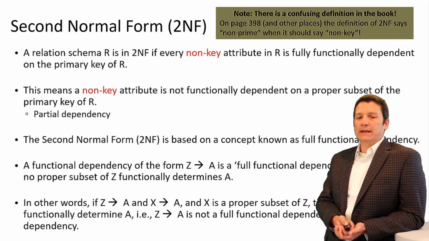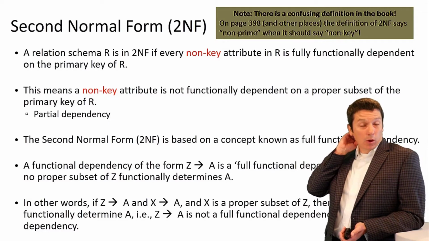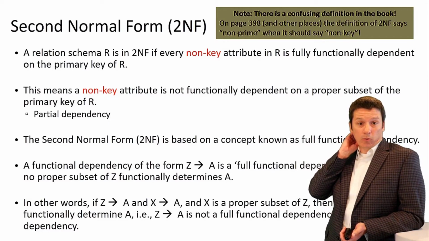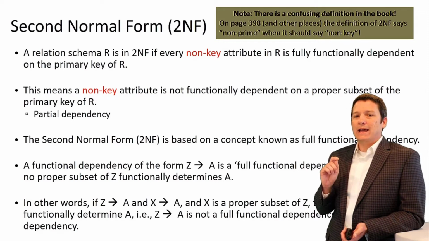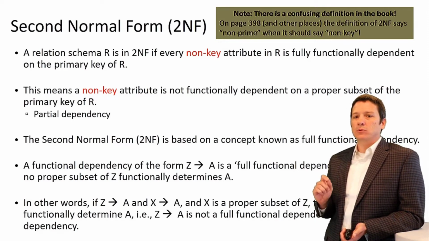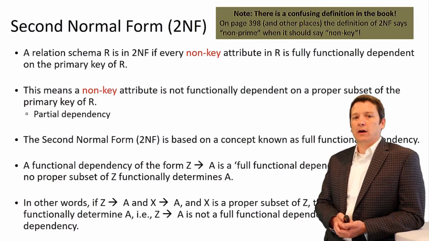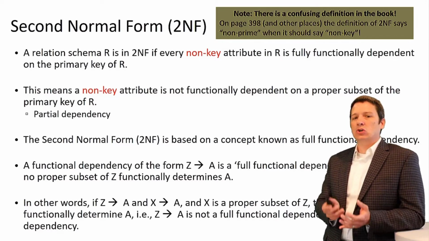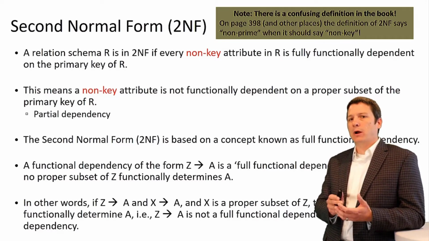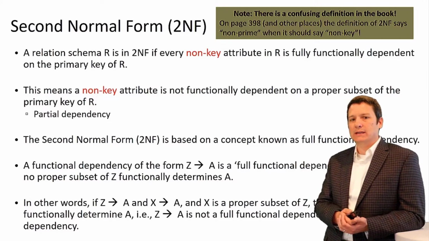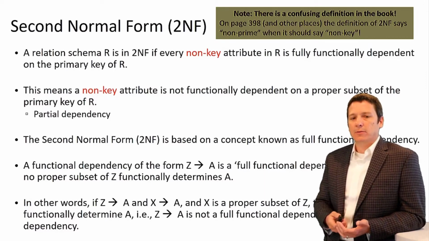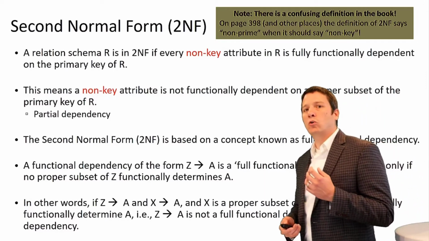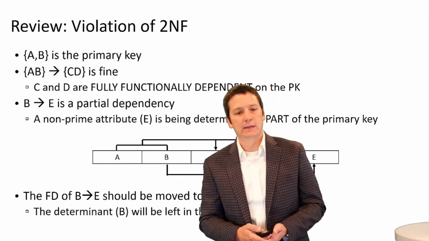In order to be in second normal form, we have to be in first normal form, and also that every non-key attribute is fully functionally dependent on the primary key of the relation. And we really have to consider that any of our candidate keys could be considered the primary key, right? Because we could select any of them, okay? So to be in second normal form, we have to have no partial dependencies.